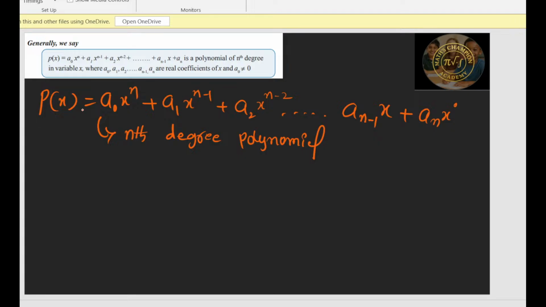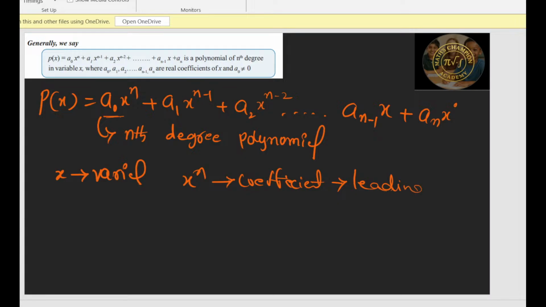Okay, now look here. X is a variable. What is the first coefficient? The coefficient of x power n, that we call the leading coefficient.